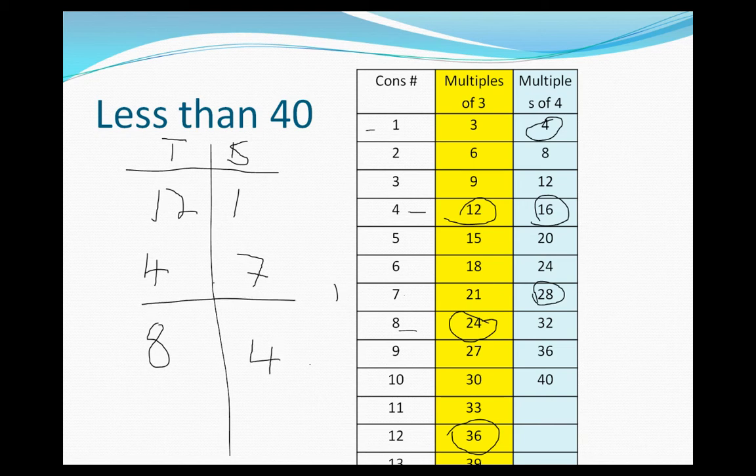So any of these 3 could be the answer, because when you add the sides together, you get 40. Just a refresher: 12 triangles is 36 sides, and 1 square is 4, so 36 and 4 is 40. Same thing here: 4 triangles is 12, and 7 squares is 28, so that's 40 again. And 8 triangles is 24, 4 squares is 16. Add the two of them, you get 40 again. So that's how we got the answer for that question that was asked.